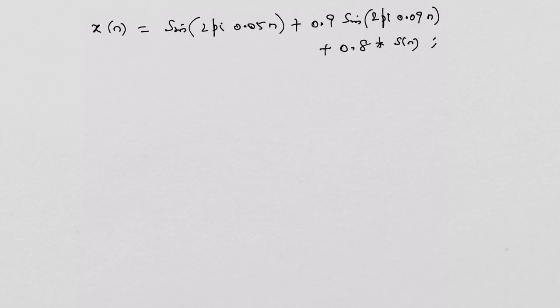It can be generated using a Matlab function. The Matlab function is rand. I'll mention what s of n is. S of n can be called additive wideband noise of normal distribution. Normal distribution is generated using randn in Matlab.